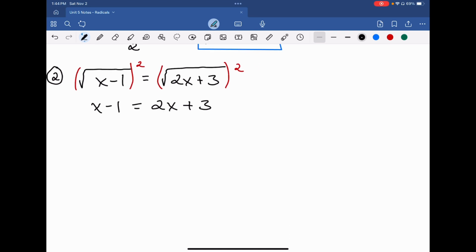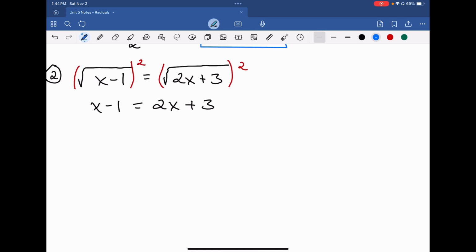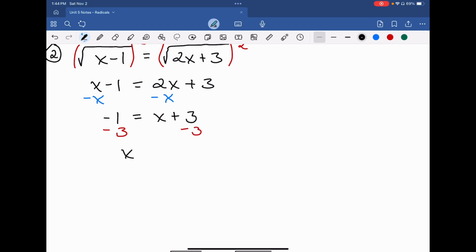Once we have this format, what we want to do is then isolate for x. So I'm going to maybe subtract away x from both sides. This will end up giving me negative 1 is equal to x plus 3. I'm then going to subtract the 3 from both sides, which I realistically could have done on that previous step. And this will give me x is equal to negative 4.